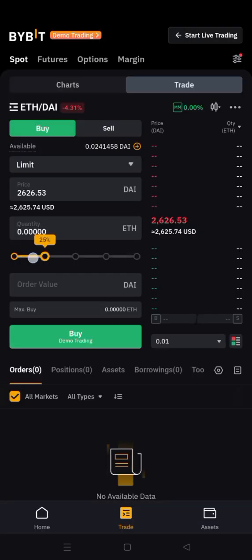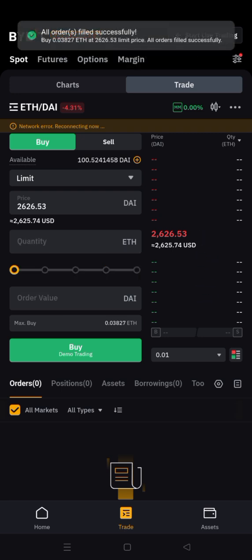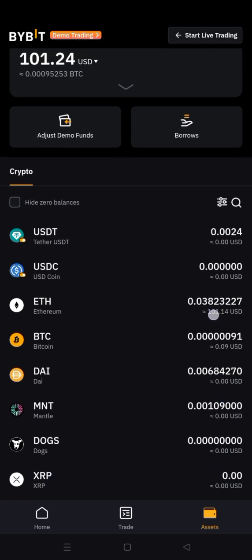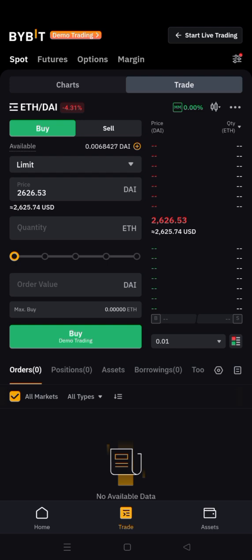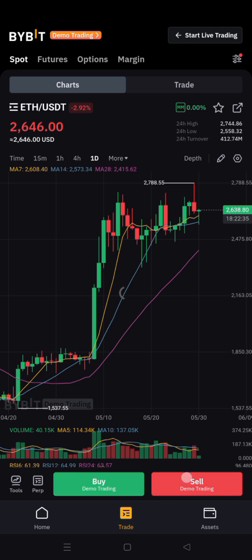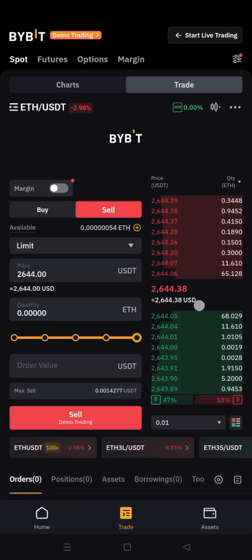DAI is still at 26, so it's the best time to buy DAI. When we buy, we can see we have bought DAI. So let's click buy DAI and then go sell it at its highest. We have bought that. You can see order successful. So you can see USDT. We need the USDT to be above 100.47. We remember we had 100.47.